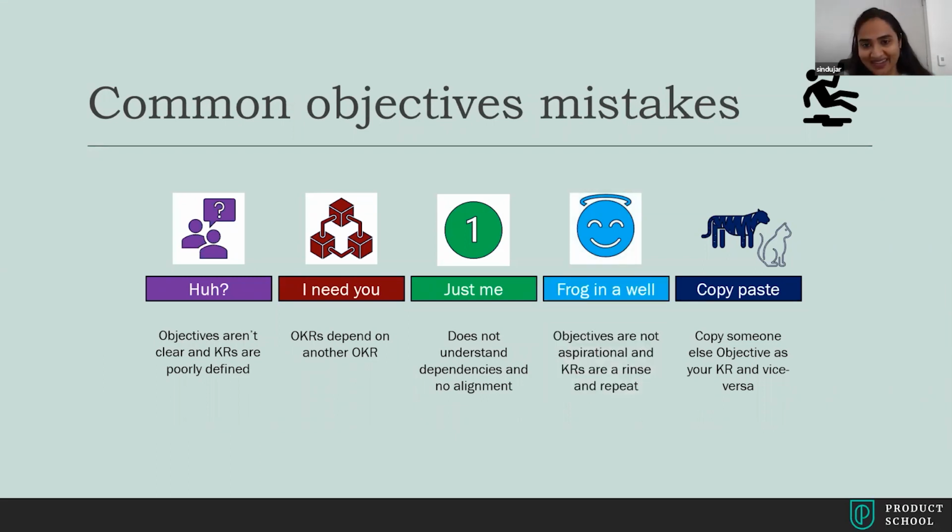Do not be a frog in the well. You want your objectives to be aspirational. You do not want them to be a rinse and repeat of what you've done the previous year, or what another team is doing, or what you think you can do, or you're just thinking about it yourself. Socialize. Talk to your other PMs, your other engineering managers, your other teams who already have very well defined OKR processes and see what all they have taken into consideration before defining objectives. That's very important. And lastly, do not copy paste somebody else's objectives as your KRs, or ask them to copy paste yours, because everybody's business is different.